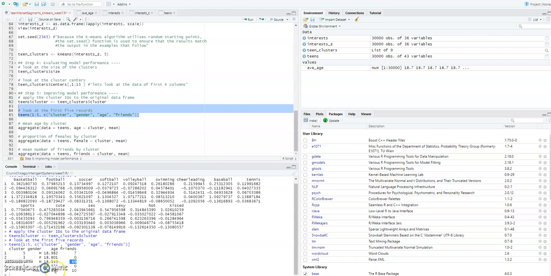But that is basically how we cluster the data using k-means, and using this data we can target specific market ad campaigns to the population.